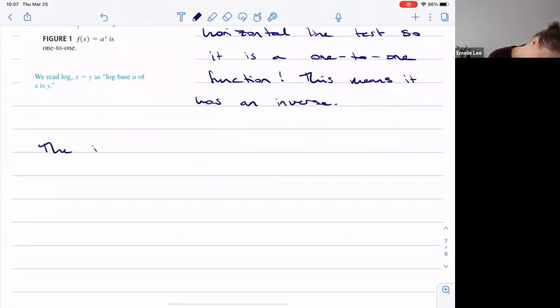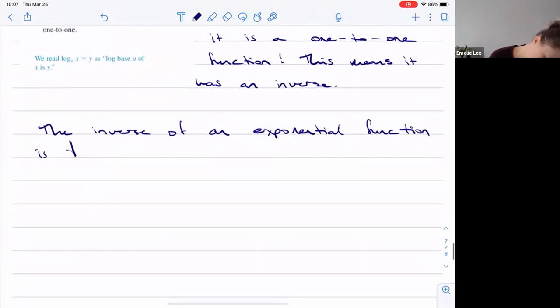So the inverse of an exponential function is the logarithmic function.